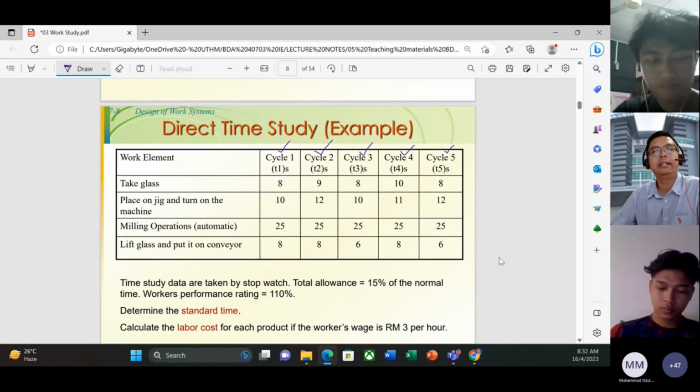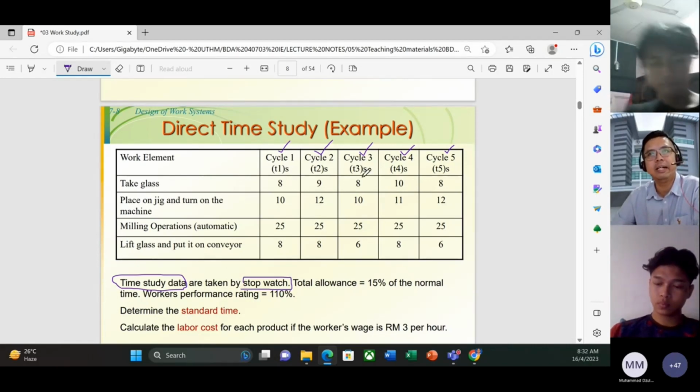In order to calculate what we call a time study, please look at these questions. So this is time study data. Sometimes they call it work sampling. Work sampling has another example, another formula. So please do not confuse time study with work sampling. This time study data are taken by stopwatch. So how do we calculate these cycle times?